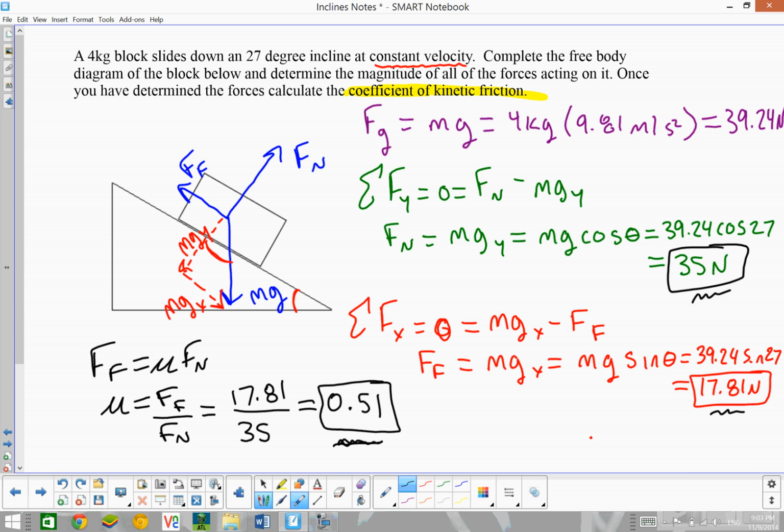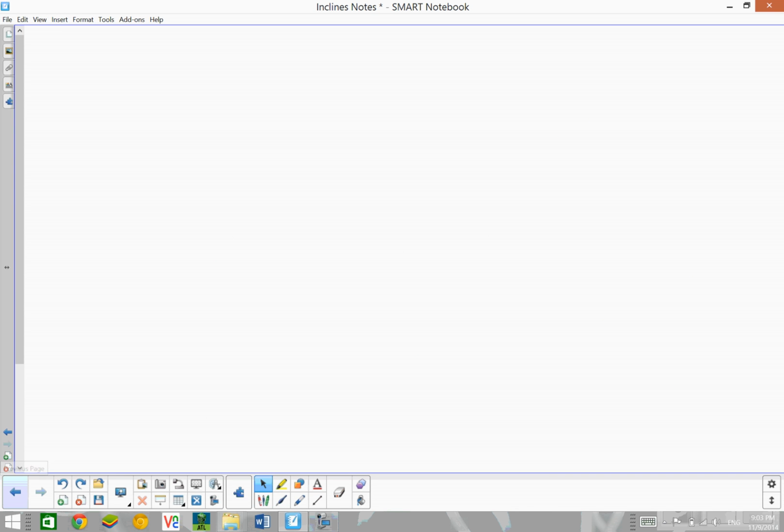And there you have it. That is the most difficult inclined plane problem. Now, of course, in class, we're going to go over this more in depth. We're going to have more practice.